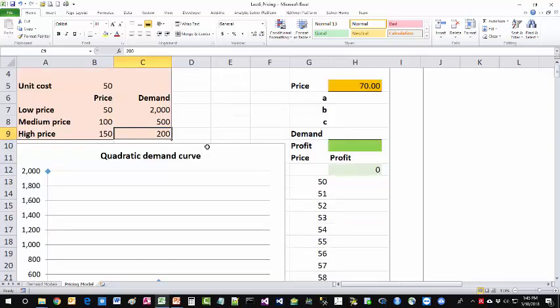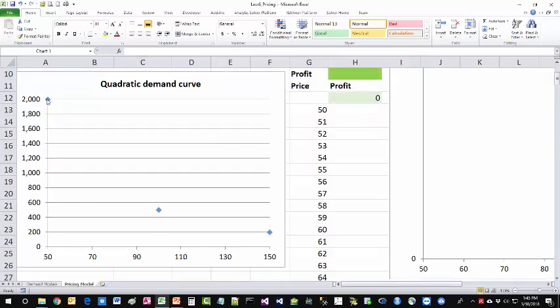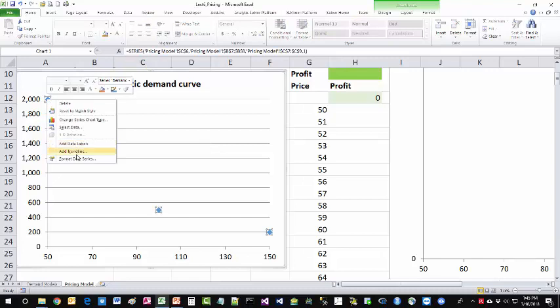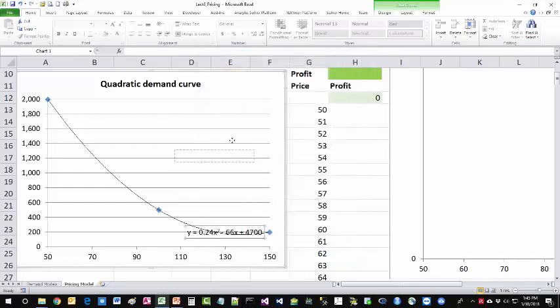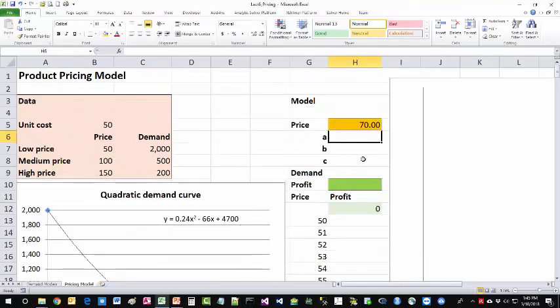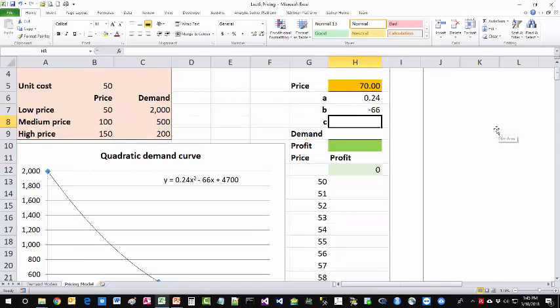So what we want to do now is scroll down to the chart, right click on it, and then add a trend line. For the trend line, instead of a straight line, we're going to pick a polynomial of order 2, and we're going to display the equation on the chart. The equation is y equals ax squared plus bx plus c, where a is 0.24, b is negative 66, and c is 4,700.